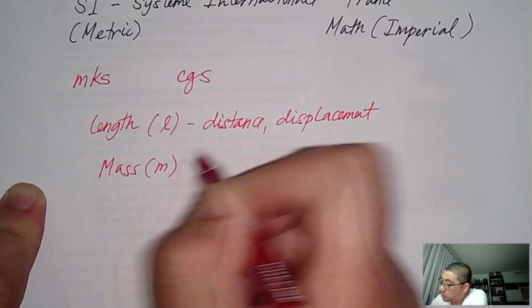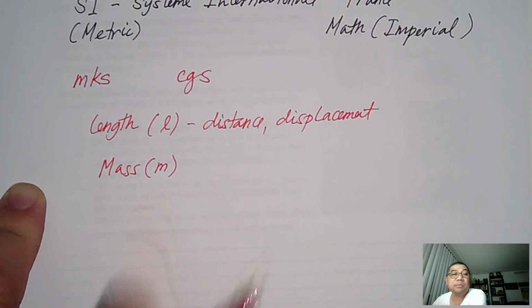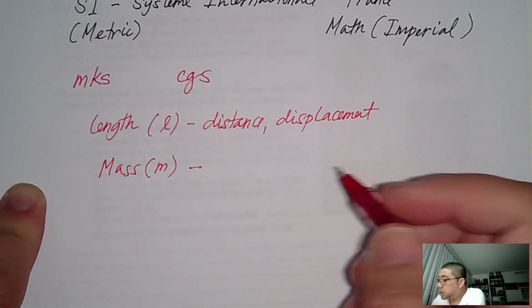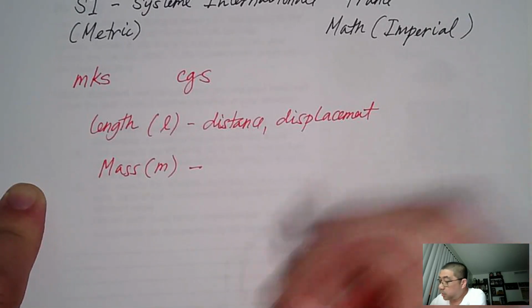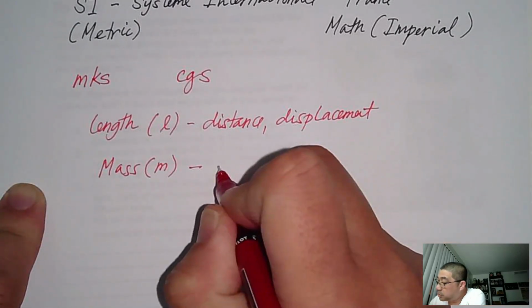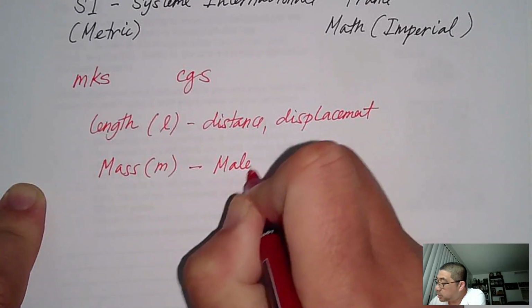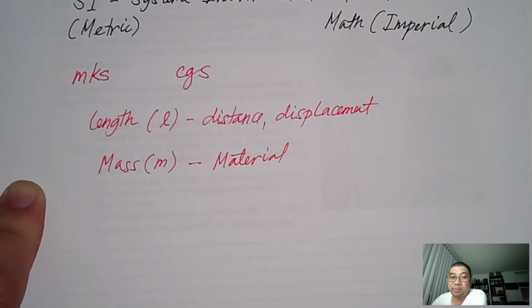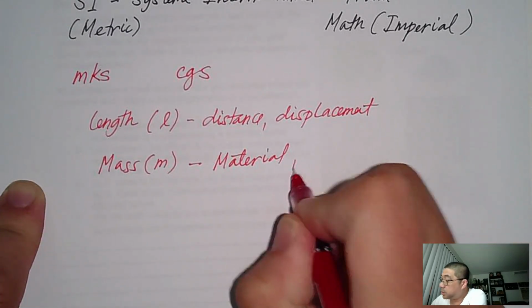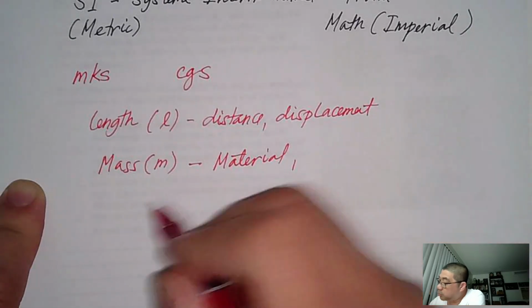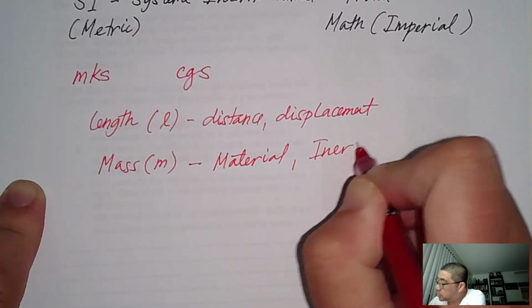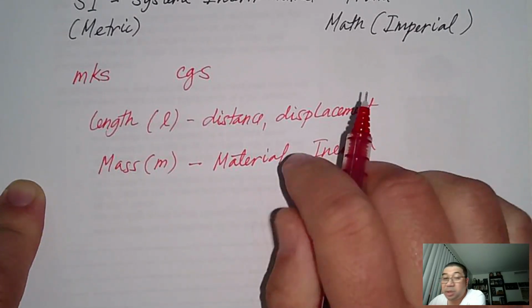And then there's another measurement that we do, which is mass. Mass is represented by lowercase m, and there are two types of mass. We have the matter, or also known as material mass, which is how much quantity of matter there is. And then the second type of mass is what we call inertia mass. We will learn about the details of inertia mass.